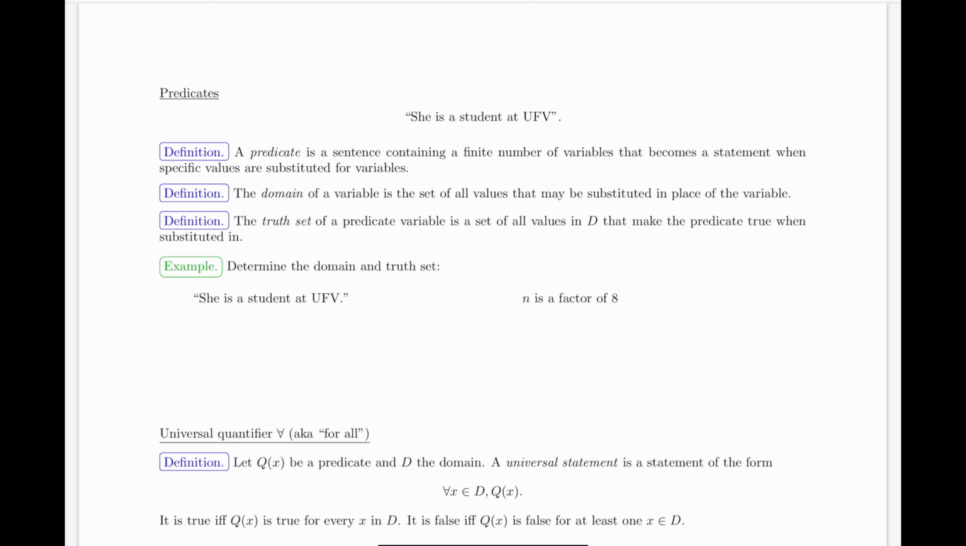And in terms of English, she is what we would call the subject of this sentence, and is a student at U of V is what we're going to call the predicate in English grammar, part of the sentence with the subject removed. And in fact, this holds true in mathematics as well.